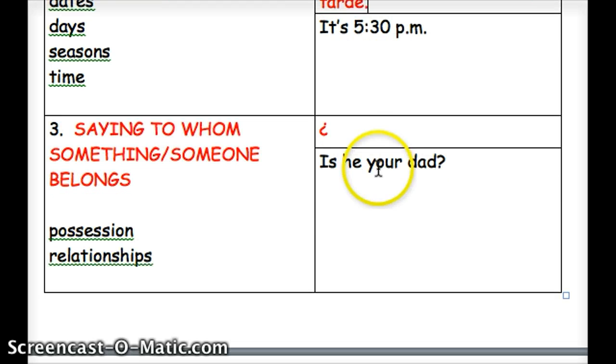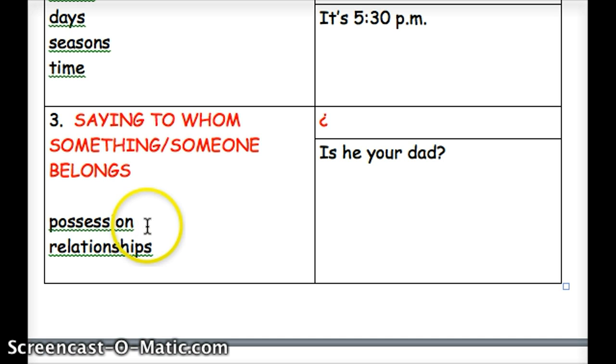When you're talking about to whom something or someone belongs, you will also use a form of ser. So possession, that's my pen. She's my partner, talking about relationships. He's my dad. So is he your dad? The form of ser we would use is es. ¿Es él tu padre o tu papá?